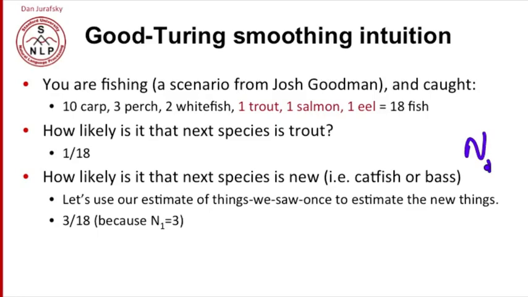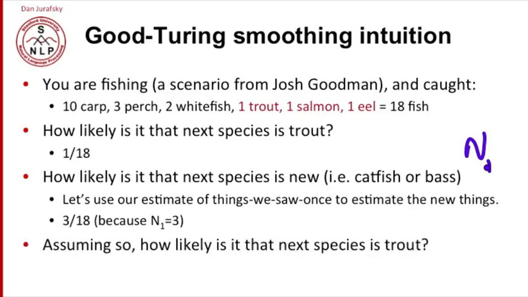So let's use 3 out of 18 as our estimate for things that we've never seen before. We're going to use our count of things that we've seen once as our estimate of things that we've never seen before. We're going to reserve some probability mass for all those unseen things. Now, if we use 3 out of 18 as our estimate for all the unseen things we could possibly see, how likely is it that the next species is trout?